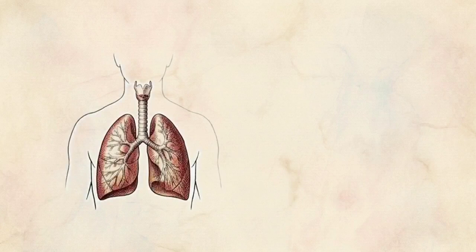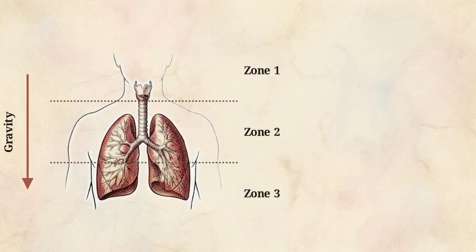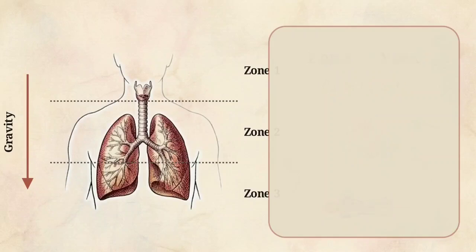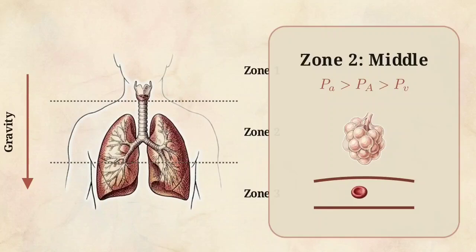Gravity dictates that pulmonary blood flow is not evenly distributed. Because blood is heavy, it creates distinct pressure zones from the apex to the base of the lung. At the lung apex, known as Zone 1, high alveolar pressure exceeds the arterial blood pressure. The inflated alveolus compresses the capillary shut, halting flow and acting purely as dead space.